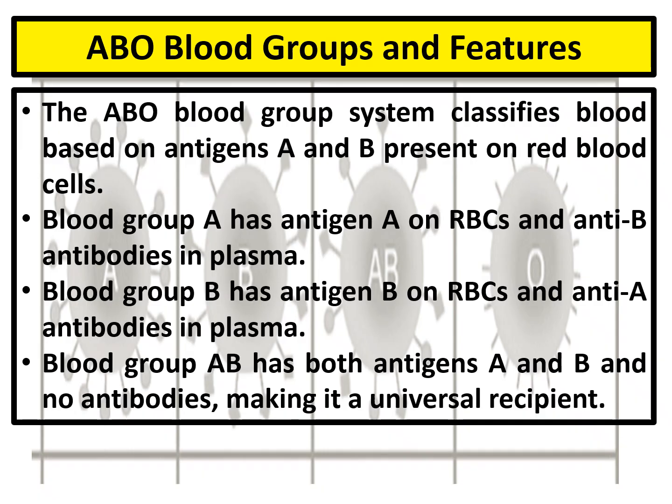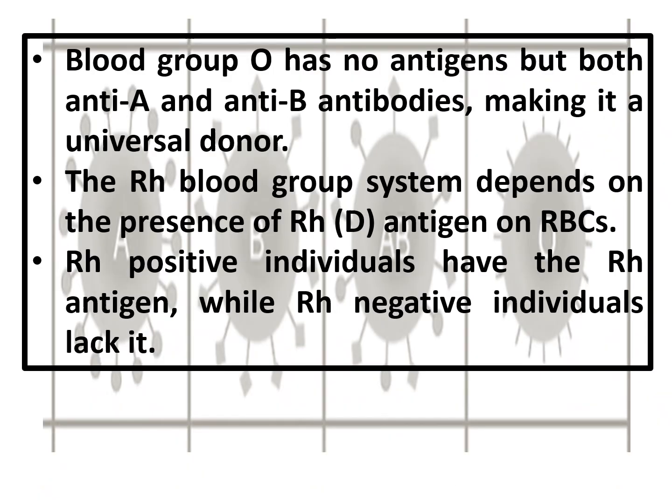Dear students, once again I repeat, antigens are present on red blood cells, whereas antibodies are present in the plasma. When it comes to blood group AB, there are only antigens A and B present on the red blood cells, whereas absolutely zero antibodies in the plasma. Because of this reason, any blood group can be accepted by them and they are called universal recipients.